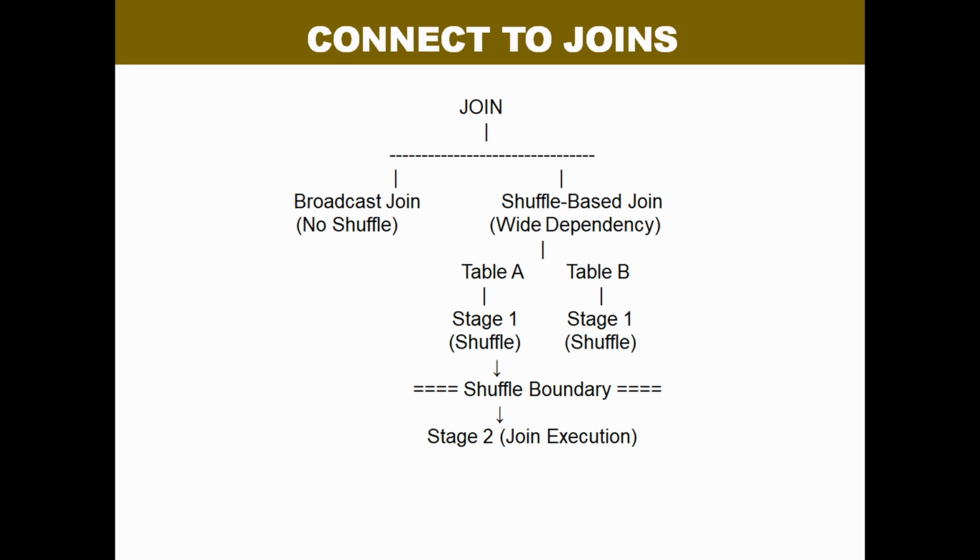Joins are deeply connected to shuffle. If both tables are large, Spark performs a shuffle-based join. That means both sides redistribute data using the join key. Stage 1 performs the shuffle write. Stage 2 performs the join execution. If one table is small enough, Spark may use a broadcast join and completely avoid shuffle. So if you understand shuffle internals, you understand join behavior.